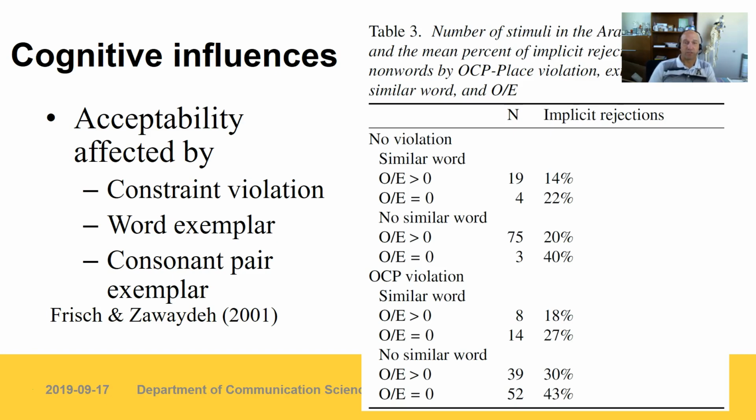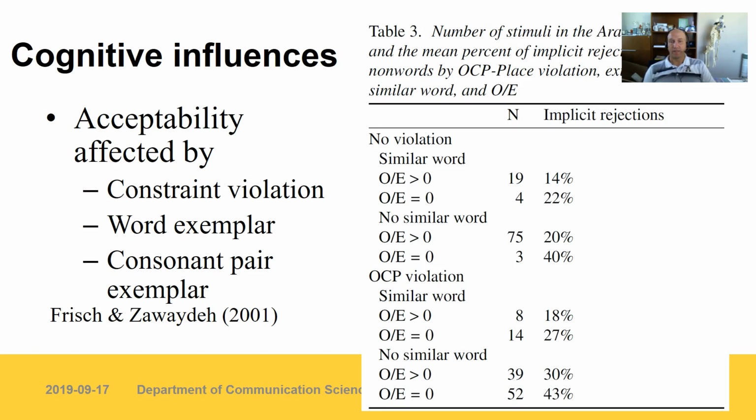So in this table taken from Frisch and Zawaydeh, we have at the top half all the cases of no violation and the number of times those novel non-words were rejected by Arabic speakers in a behavioral experiment. On the bottom half, cases of violations of this constraint. Within each of those groupings, we have the presence or absence of a very similar lexical item in the lexicon. And then within each of those two categories, divided between observed consonant combinations or non-observed consonant combinations within each of those specific consonant combinations down to the individual consonants, not just the consonant groups.